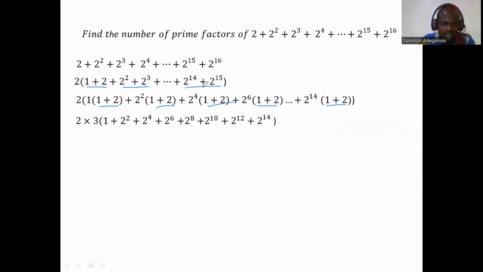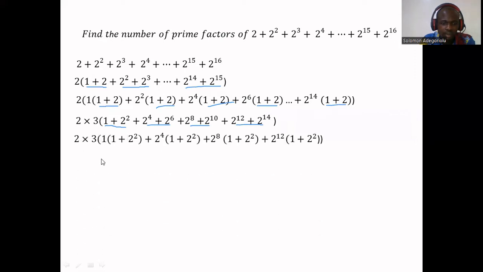Then the next stage is also to group it, just like we did in the last line. Group this and this together, this and this together, and this and this together. And when you're done with that, find a common factor. What is common between 1 plus 2 raised to power 2? The common factor there is going to be this: 2 times 3, 1 is common. Bring the 1 out. That means 1 plus 2 raised to power 2 plus.